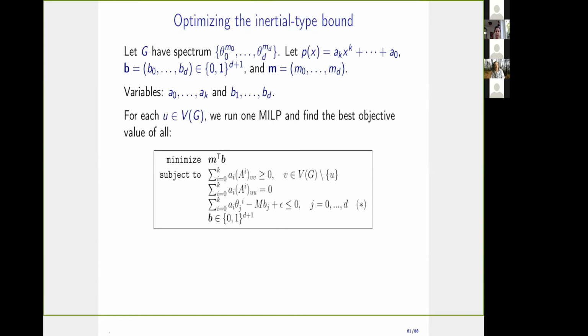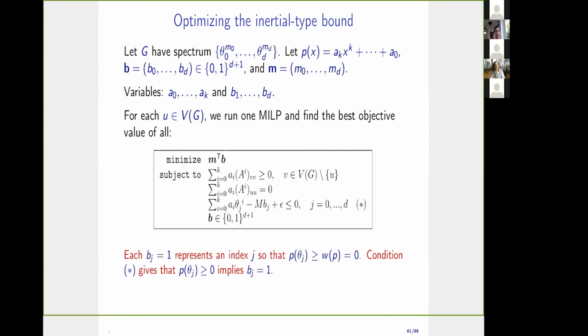So for each vertex of the graph, we run one mixed integer linear program, and we find overall the best objective of all of them. Okay, let me give you a bit more details of what this is. Basically, what we want to do is count how many times p evaluated on any of the eigenvalues is larger or equal than this w parameter, okay? You can shift this parameter to be 0. That's also to make our life a bit easier, and it is still valid. So b_j represents an index such that the polynomial evaluated at the eigenvalue is larger or equal than 0. And then the condition that I mark with this asterisk here is the one that implies such a condition.